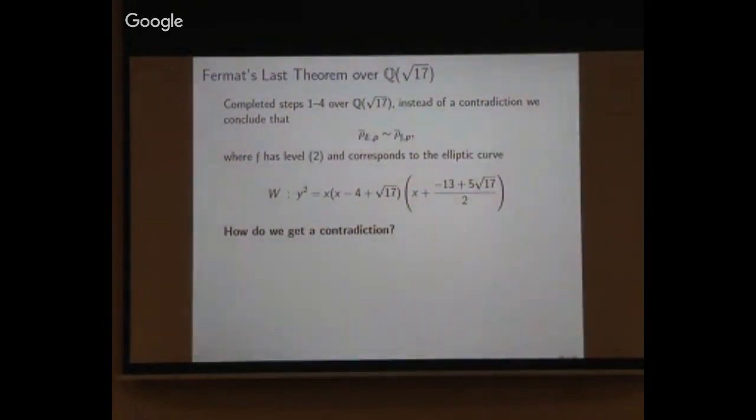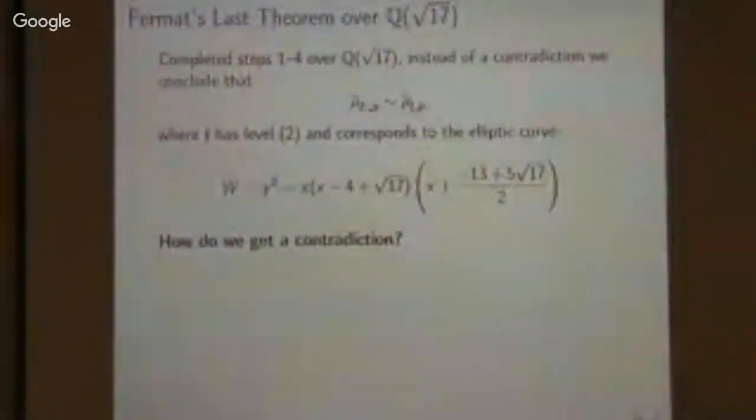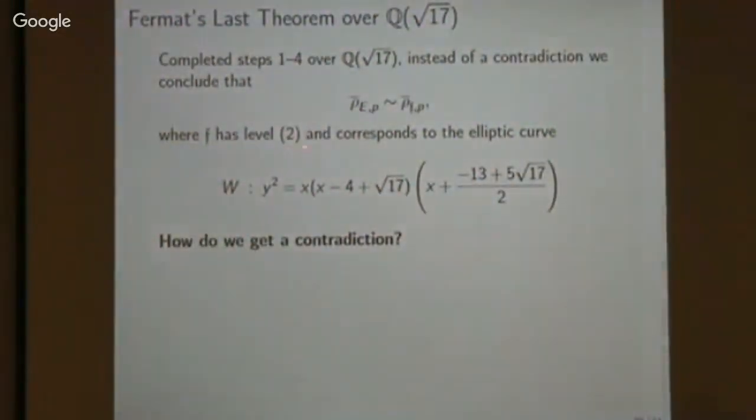Okay, so another example. Let's move to Q(√17). Again, after applying steps 1 to 4 over this field, we get a congruence with something which has level 2 and corresponds to this elliptic curve. This is again very explicit, so we can check many behaviors of these curves. And how do we get the contradiction in this case?